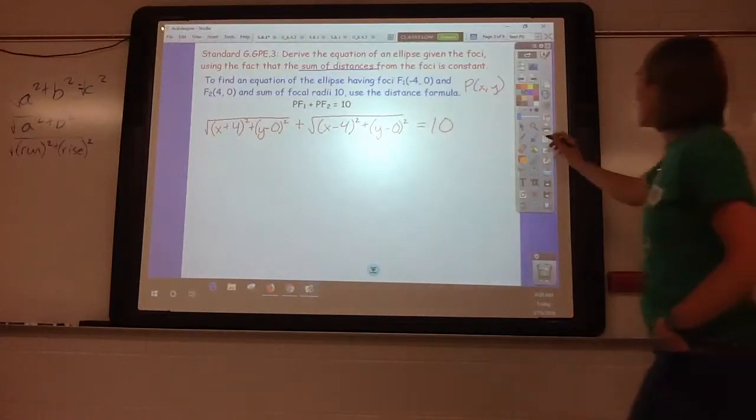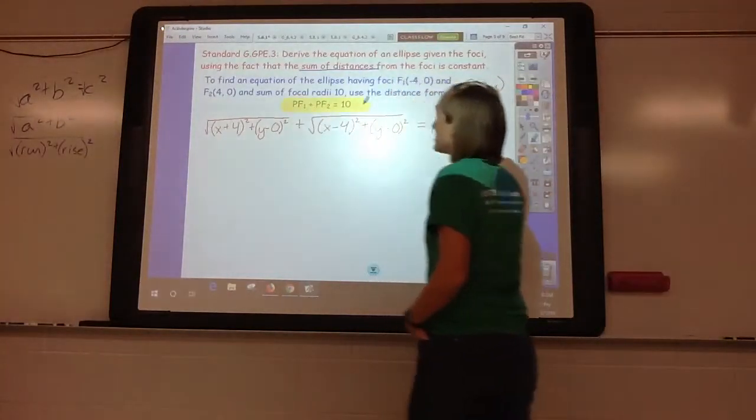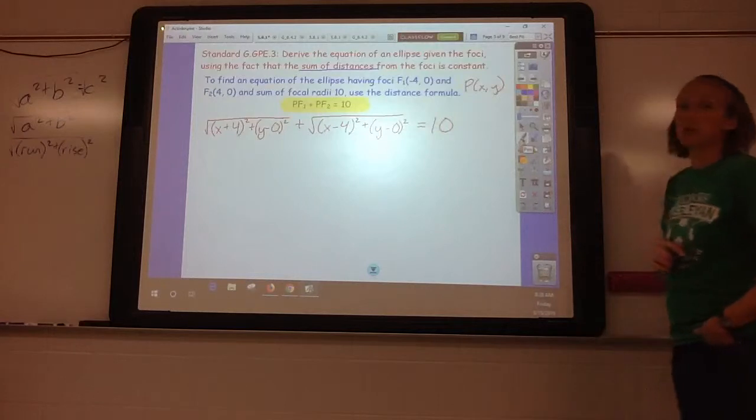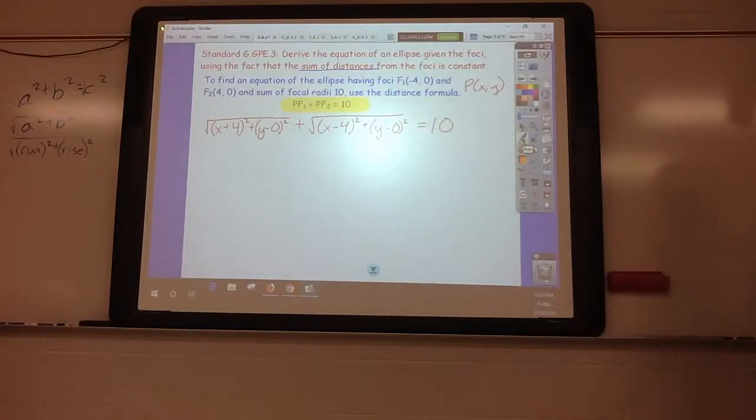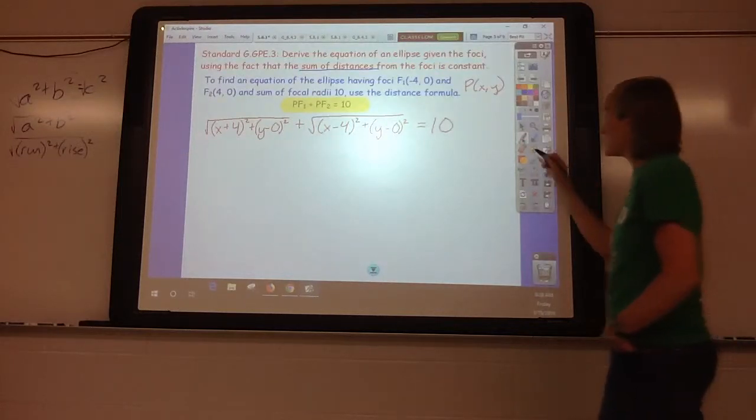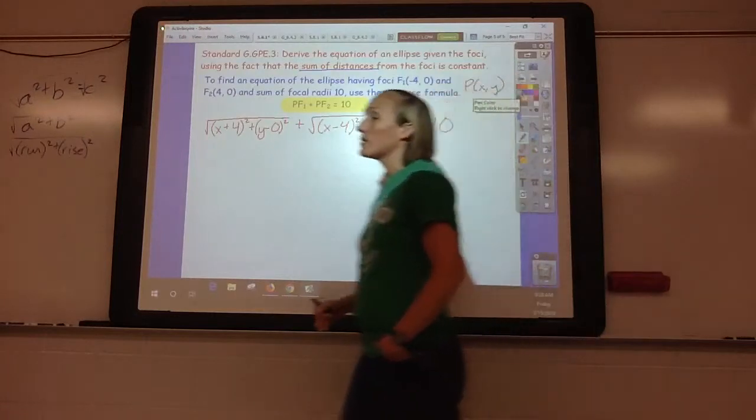Okay, so this is an example, but that's essentially what you're doing in each of them. You may want to look at that. It's PF1 plus PF2 is equal to the sum of the focal radii, whatever it is. I have to give you that, just so you guys know. You don't have to find that. I have to give you that number. So I gave you that to be 10. Okay, so now it's your algebra.